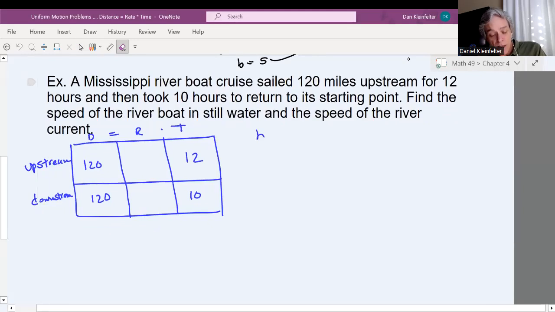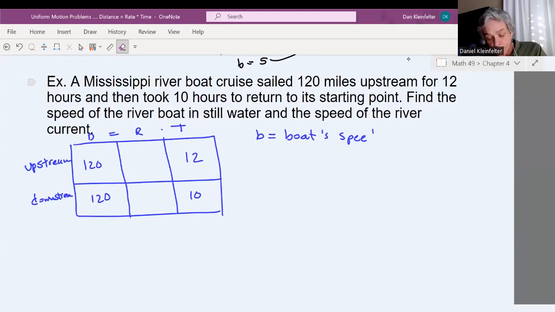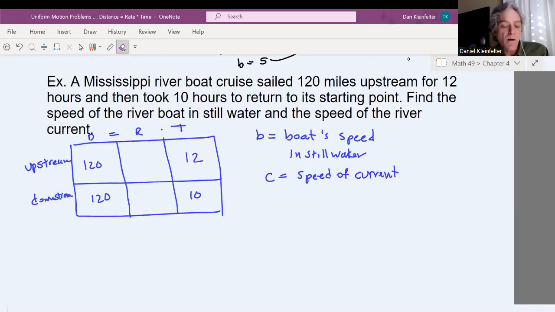So I'm going to go with variables next. B will be the speed of the boat, and this will be the boat's speed in still water. That is, if there isn't a current pushing it along. So that's the boat speed in still water. And then we'll use C for the speed of the current.